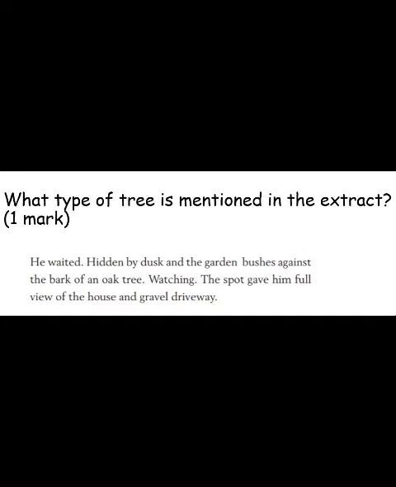So have a think when you're reading through the text. He waited, hidden by dusk and the garden bushes against the bark of an oak tree, watching. The spot gave him full view of the house and gravel driveway. So, what type of tree is mentioned in the extract? Hopefully you've all got that fairly easily. It is an oak tree.